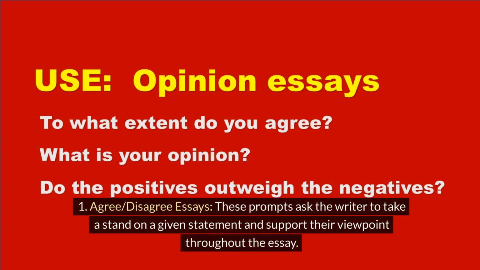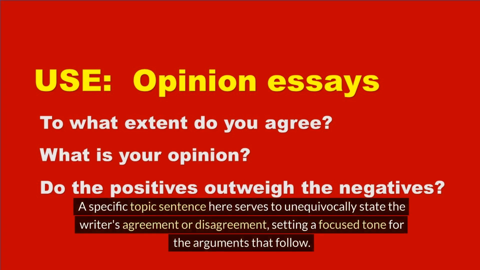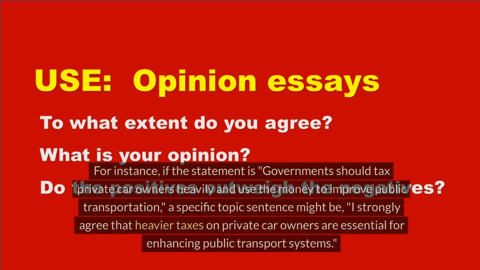1. Agree, disagree essays. These prompts ask the writer to take a stand on a given statement and support their viewpoint throughout the essay. A specific topic sentence here serves to unequivocally state the writer's agreement or disagreement, setting a focused tone for the arguments that follow. For instance, if the statement is, governments should tax private car owners heavily and use the money to improve public transportation, a specific topic sentence might be, I strongly agree that heavier taxes on private car owners are essential for enhancing public transport systems.